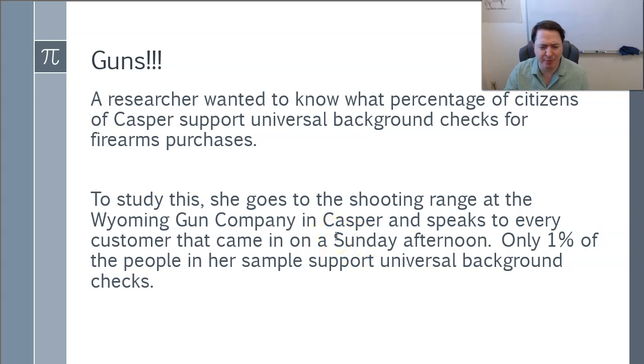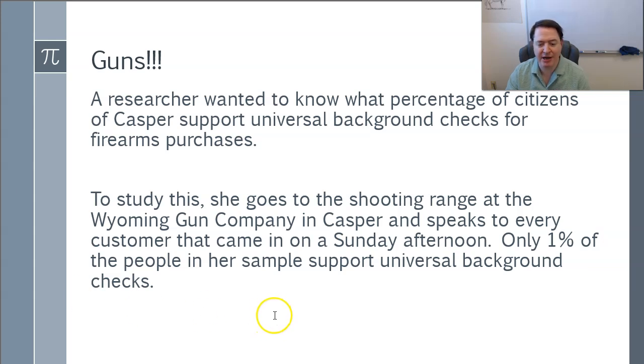Now, that's getting maybe a little bit strict, but at the very least, we need to say that, look, the only people I got any information from are people that were at the shooting range at Wyoming Gun Company. Okay, so if you don't go to the shooting range at Wyoming Gun Company, you have no chance of being selected here. That's what the actual population is. People that go to the shooting range at Wyoming Gun Company.